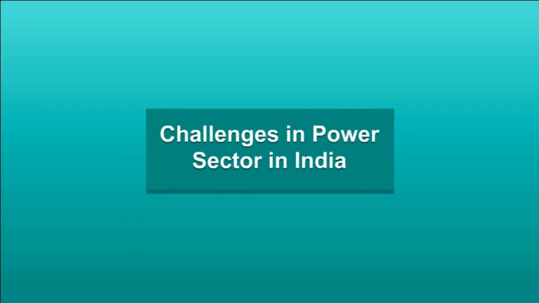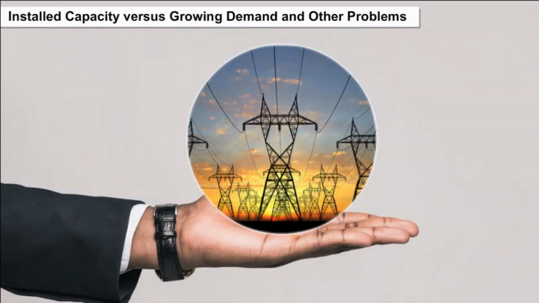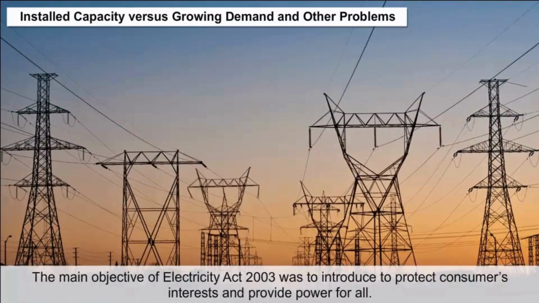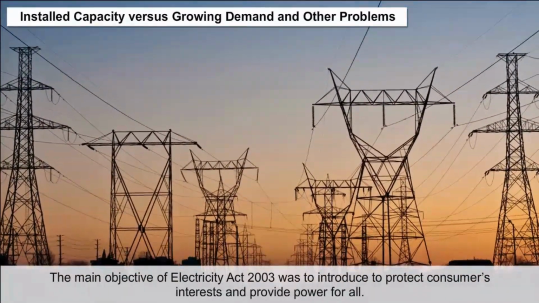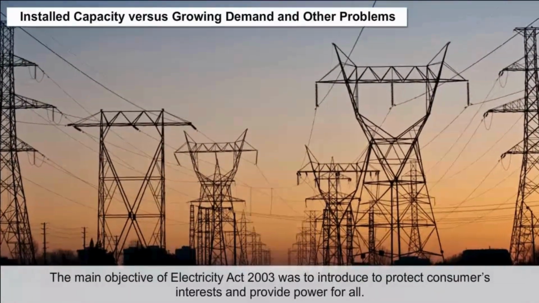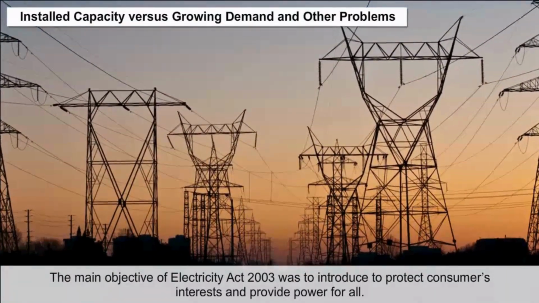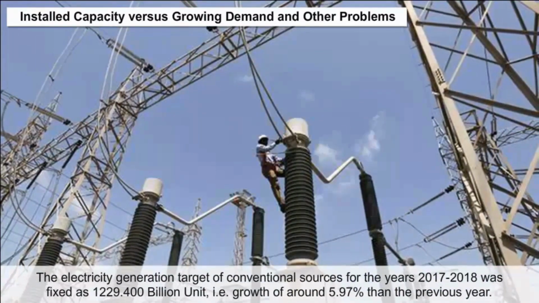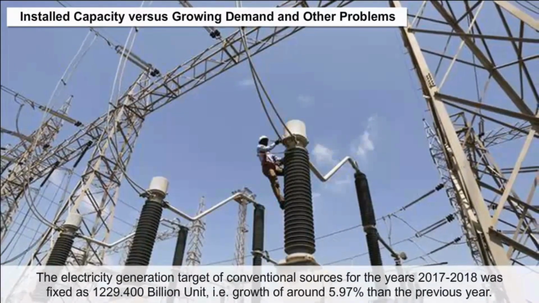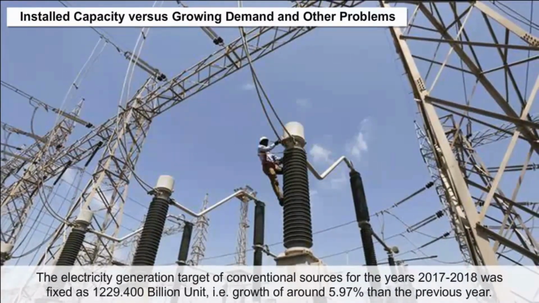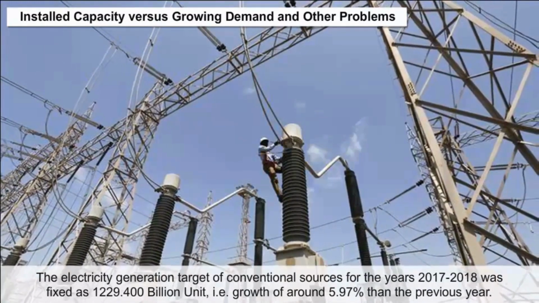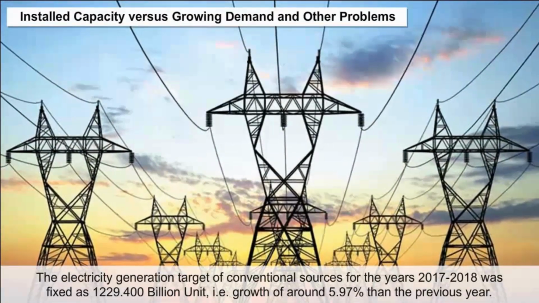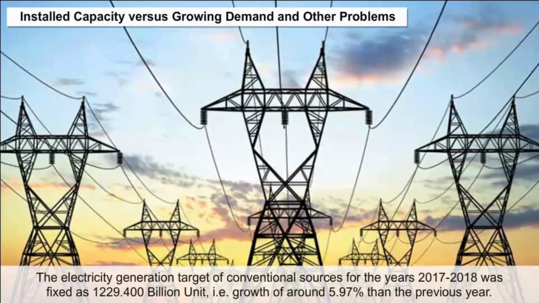Challenges in the power sector in India. Installed capacity versus growing demand and other problems. The main objective of the Electricity Act 2003 was to protect consumers' interest and provide power for all. The electricity generation target of conventional sources for the year 2017-18 was fixed at 1,229.400 billion units, that is, growth of around 5.97% over the previous year.